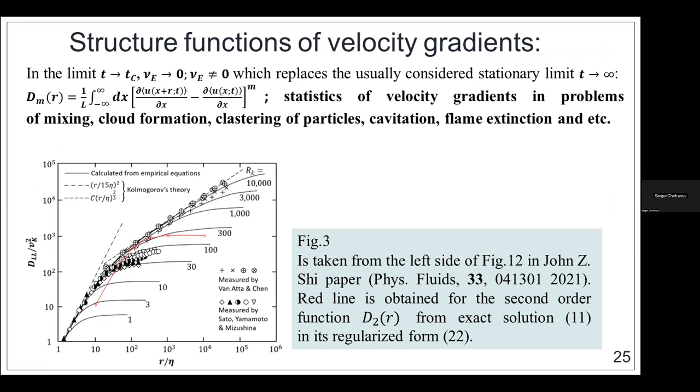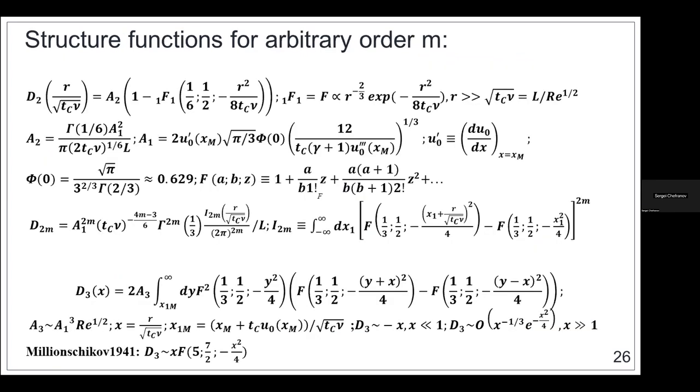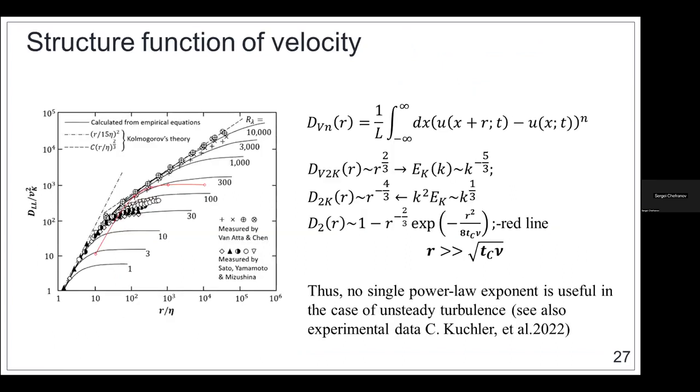The structure function for the velocity gradient is also obtained explicitly, an exact solution, and this value is important in many physical problems. The representation of this dependence for different orders of the structure function is shown here. Here is the degenerate hypergeometric function, and so we obtain that no single power law exponent takes place in the case of unsteady turbulence.